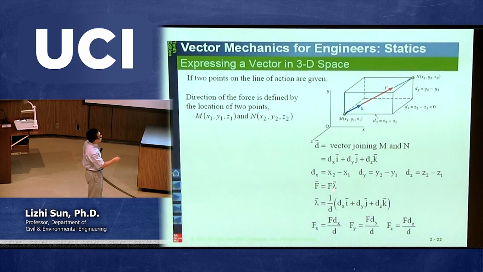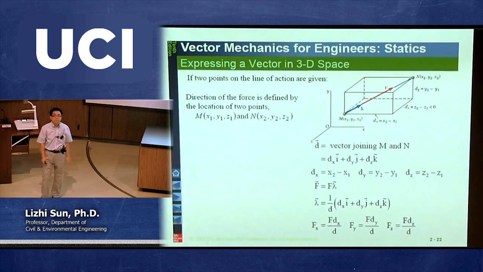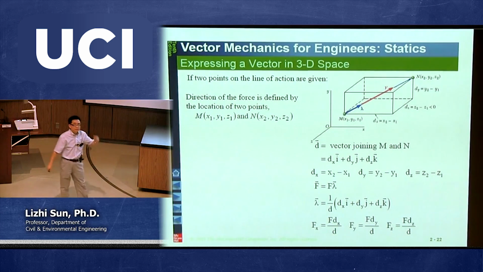Once you get this lambda, you plug it back here, then you can calculate the three components of F. That is Fx equal to the magnitude times dx over d. That's exactly this first term. You plug it back there. And then dy divided by d times the magnitude of the force is the y component, and the z component is dz divided by d times F. So through this process, you see, we didn't use any angle at all. Again, all we need to do is find two points in that force direction. Once we identify any arbitrary two points, you use this equation to calculate the three components of the force.